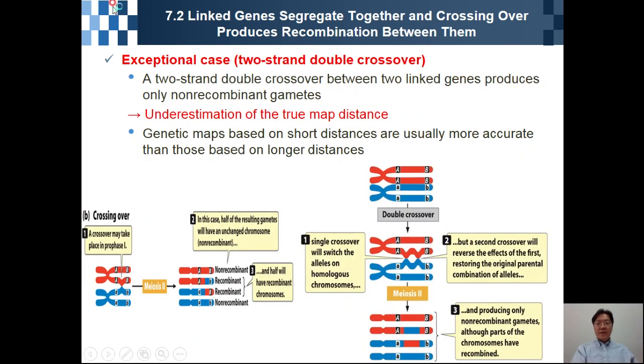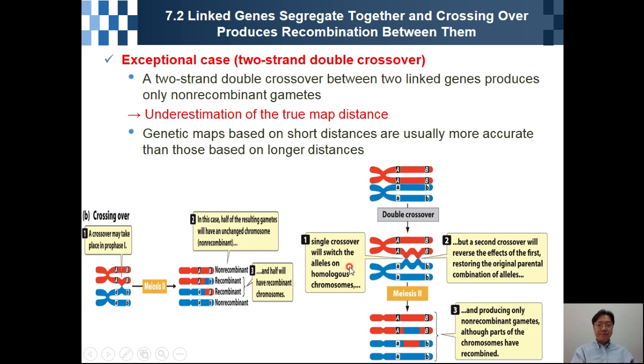In this slide, we will explain one exceptional case in genetic mapping. Usually, if only one crossover happens, this is the non-recombinant, and this is the non-recombinant, and this is the recombinant. Based on the number, we can calculate the recombination frequency. After that, we can construct a genetic map, but sometimes some exceptional cases can happen.